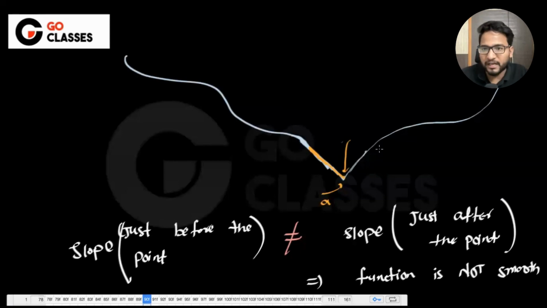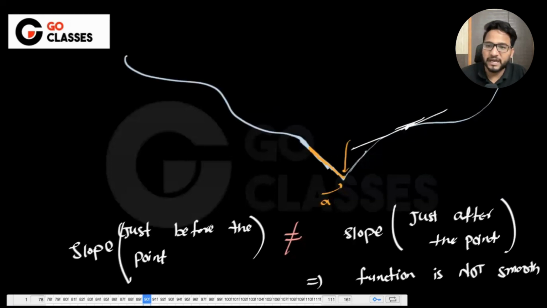You talk about any other point, maybe at this point. Just before that, the slope, I mean the angle, is something like this. Just look at the angle. Just after that, it's also something like this, right? So if I draw it, it might be something like this, and just after this, it might be something like this also.